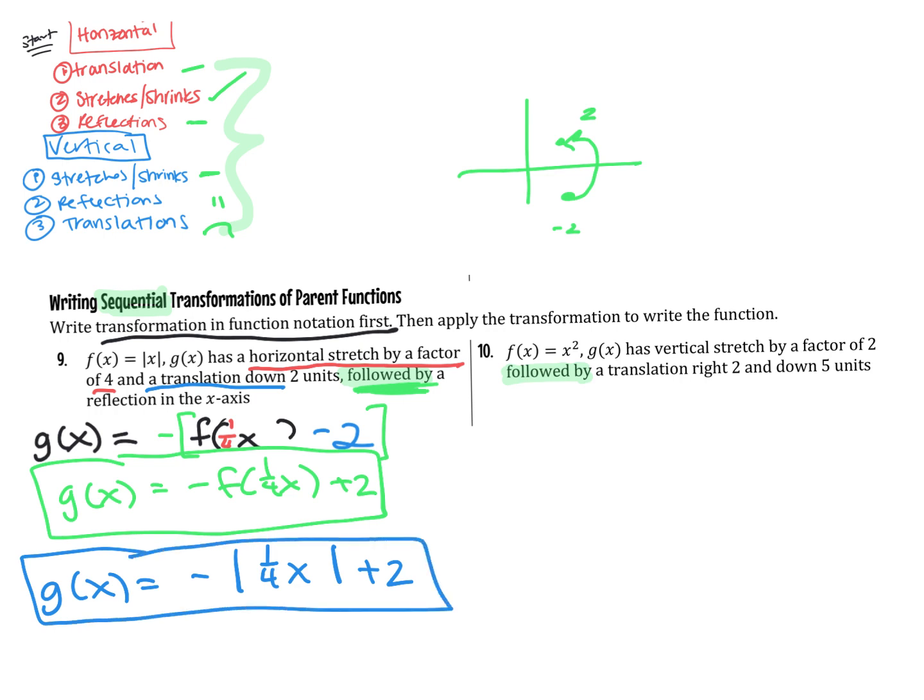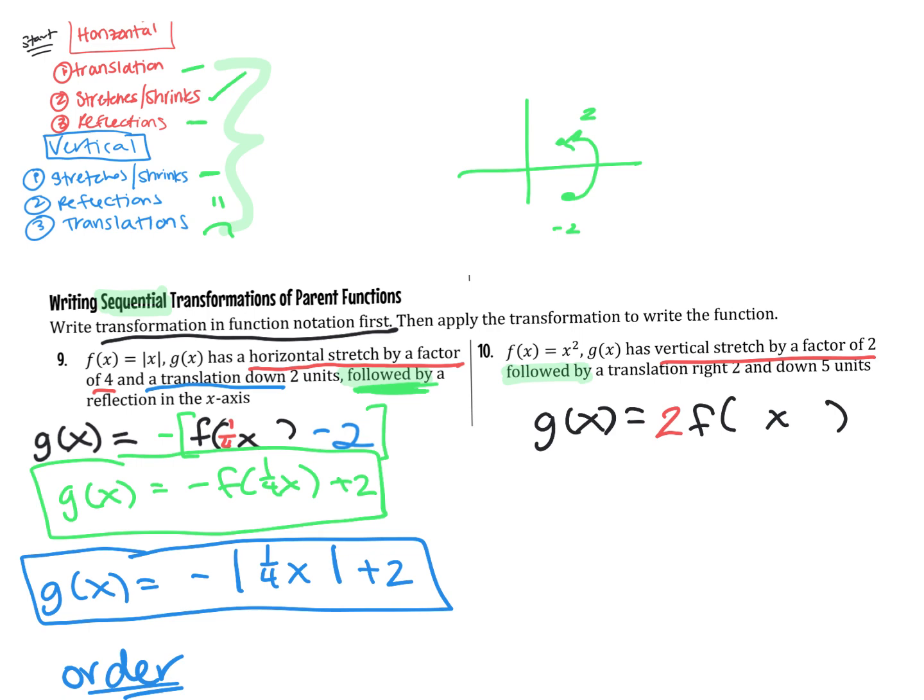So always ask yourself about the order. Is it in the right order? If not, how do I make sure that I'm impacting my function in the correct way? Okay, number 10, g of x has a vertical stretch by a scale factor of 2, followed by a translation right 2 and down 5.